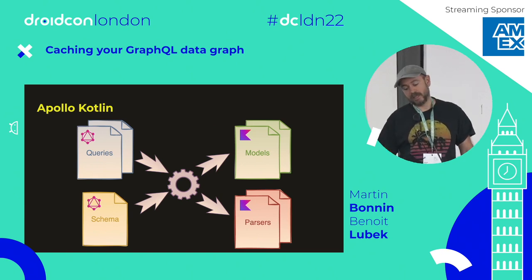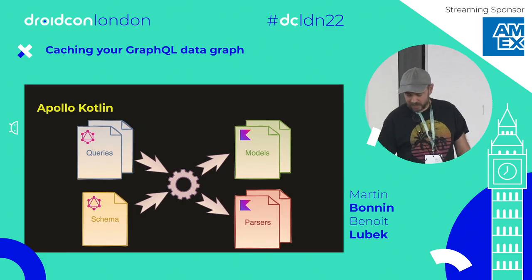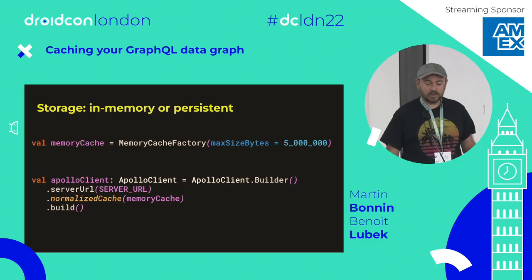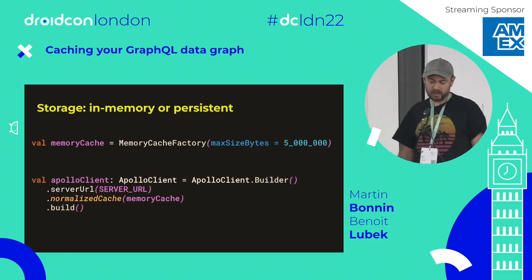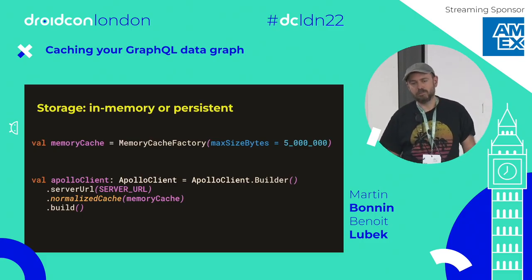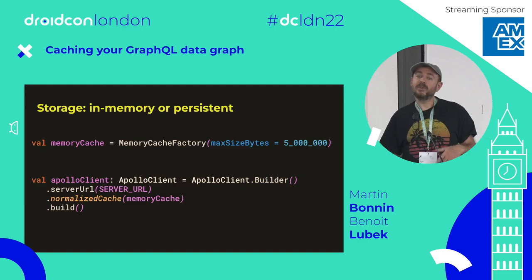And another thing that Apollo Kotlin comes with is an implementation of the normalized cache that works exactly as Martin described. Let's just have a look at how to use it with a bit of code. So here you define an in-memory cache, and you simply set it on your Apollo client. Apollo client is the main entry point of the library, if you will. And that's basically it. From now on, all your queries will go through this cache.